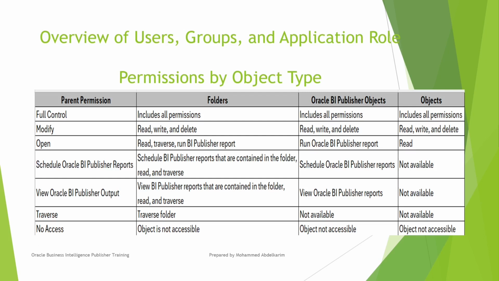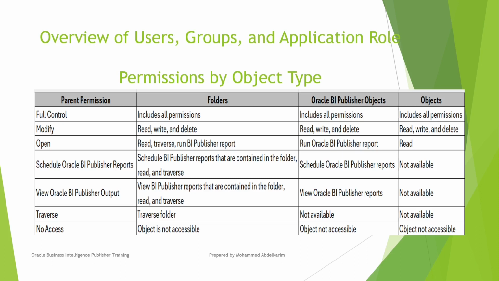Open in a folder: read, traverse, and run BI Publisher. In BI Publisher, run Oracle BI Publisher reports. In BI Analytics, read. Schedule object, schedule Oracle BI Publisher report, schedule BI Publisher reports that are contained in the folder: read and traverse. In BI Publisher, schedule Oracle BI Publisher reports. In BI Analytics is not available.